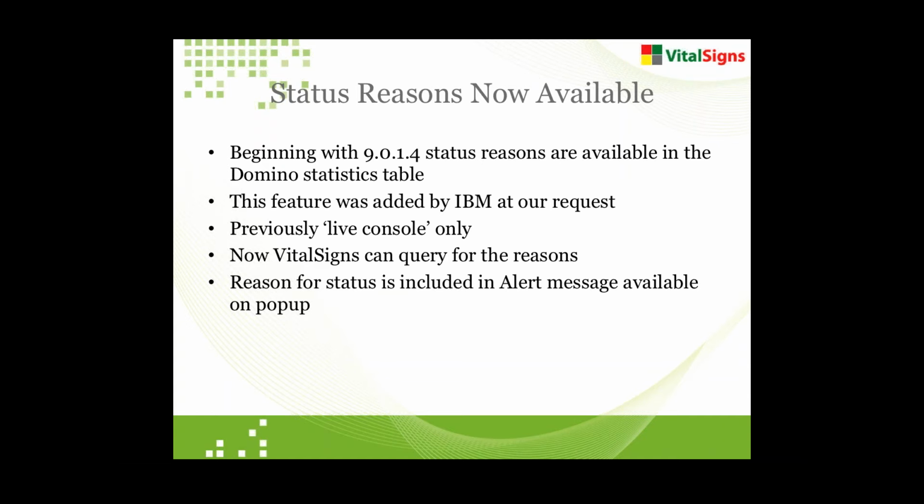Because previously, if you wanted to know the reasons, the only way you could find out was to go into Live Console and do tell Traveler status. And the problem with a Live Console is it's only available to humans, so software can't query it. So now that it's in the stat table, software has access to the reasons, and we've already implemented support for that. So now VitalSigns can query for the reasons. And if a Traveler server goes from green to yellow or yellow to red, we'll include in our alert message and on the dashboard why it was.